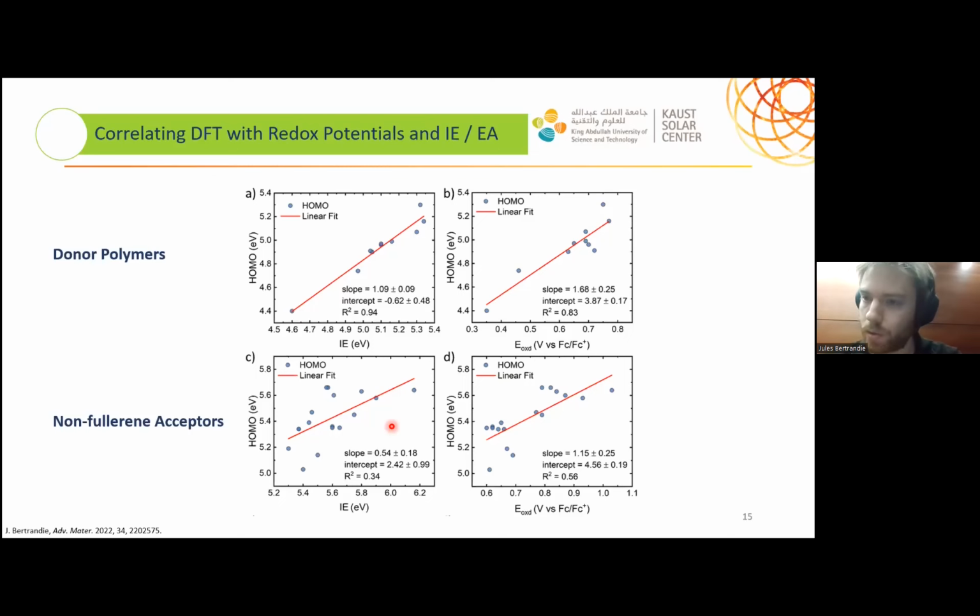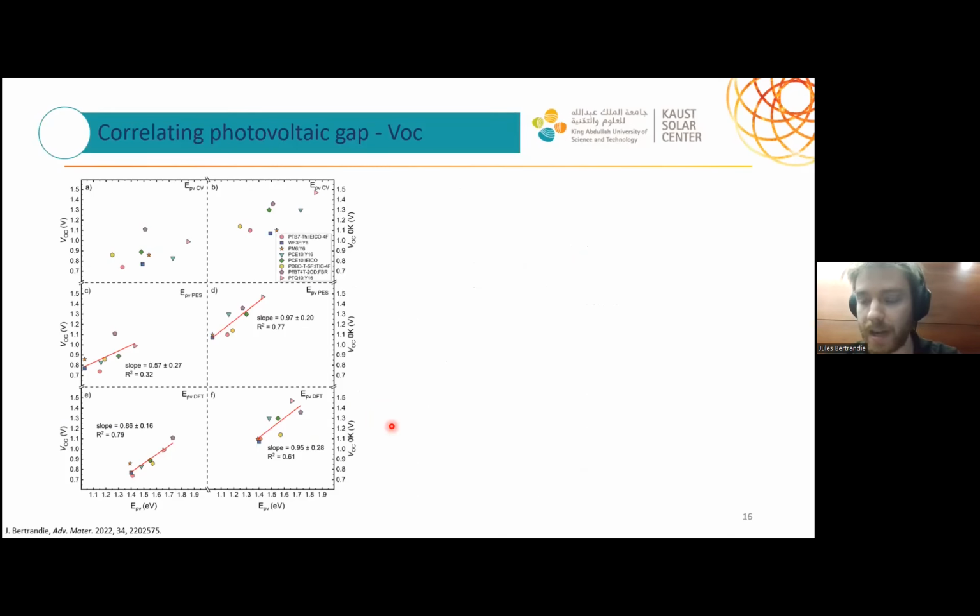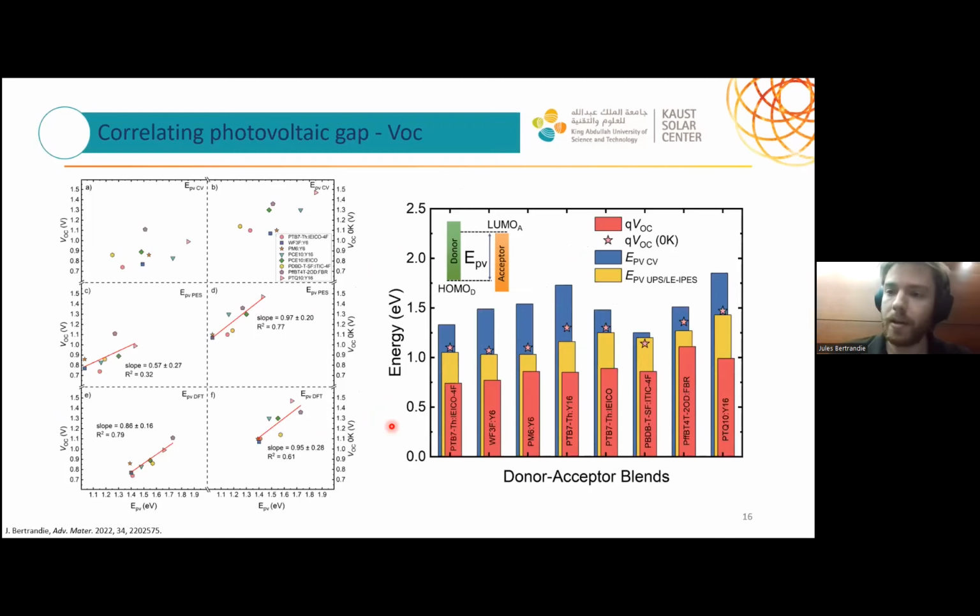After we decided to go towards the blends, to see with which one we could better correlate our measurement. So here you can see we did this with several blends, 8 blends with different donors and different acceptors, and we tried to correlate the VOC that we measured from those blends with the EPV, which is the difference between the HOMO of the donor and the LUMO of the acceptor.